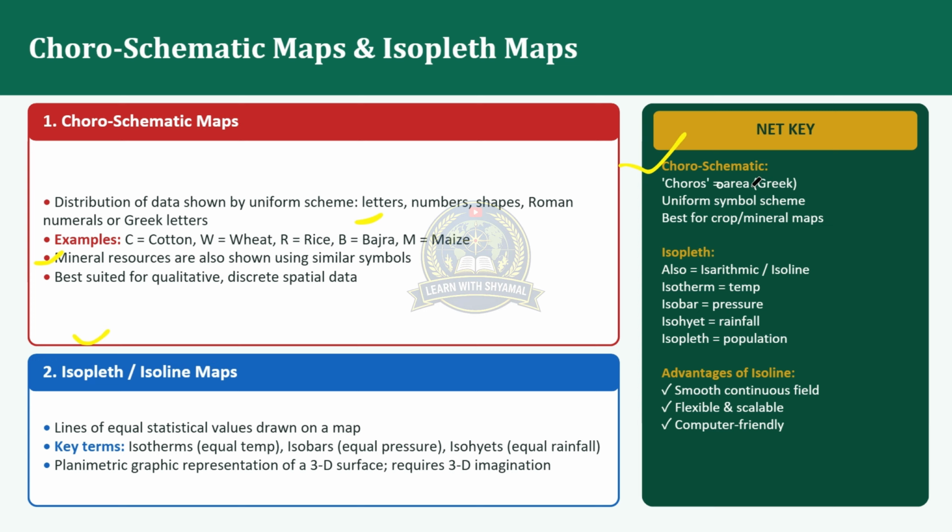Chorochromatic maps: choros means area in Greek. A uniform symbol scheme is best for crop and mineral maps. Isoplet is also isometric and isoline. Isotherm, temperature; isobar, pressure; isoheight, rainfall; isoplet, population. Advantages of isoline: smooth and continuous field, flexible and scalable, and computer friendly.